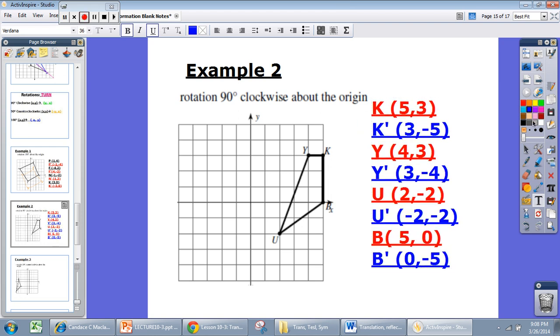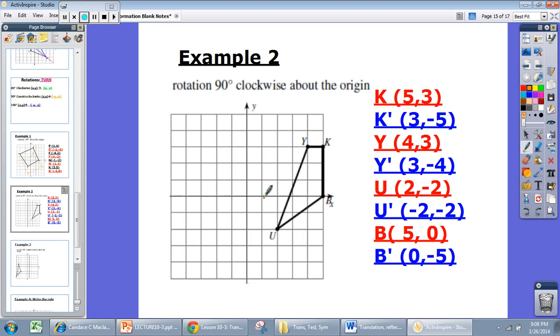Okay, so let's plot those bad boys. So 3, negative 5 is K. Y is 3, negative 4. Let's try to plot the same one.